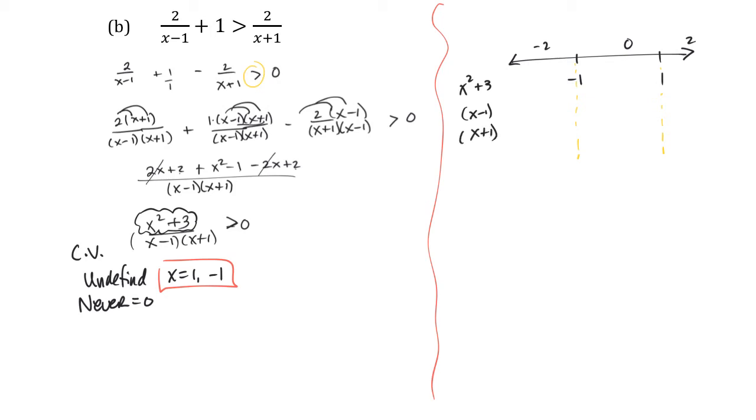At negative 2, squared is 4. 4 plus 3, that's positive. That's always going to be positive no matter what you put in there, because you square a number and add a 3, it's going to be positive.